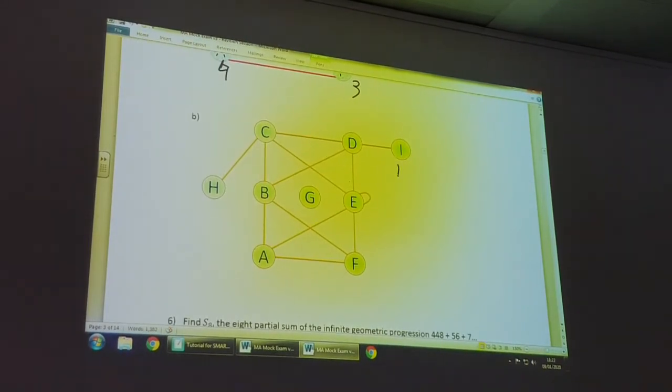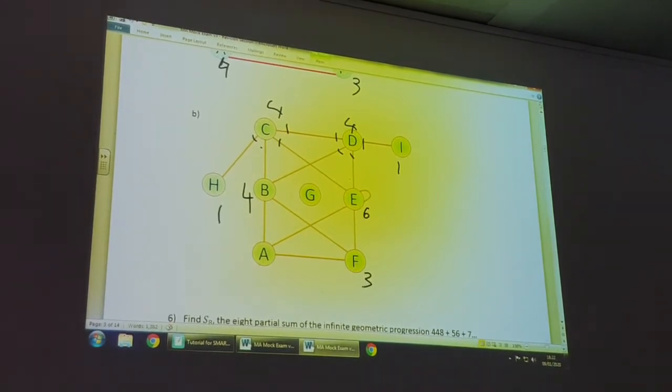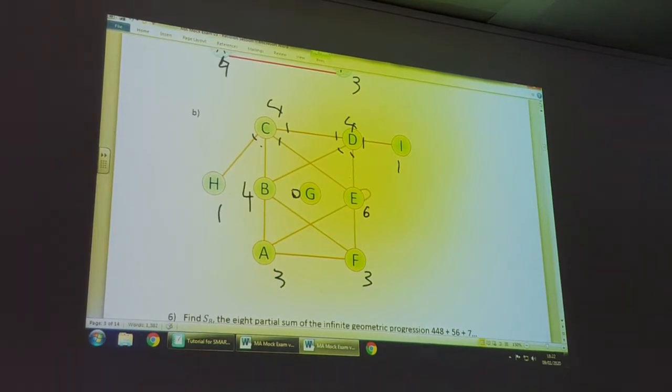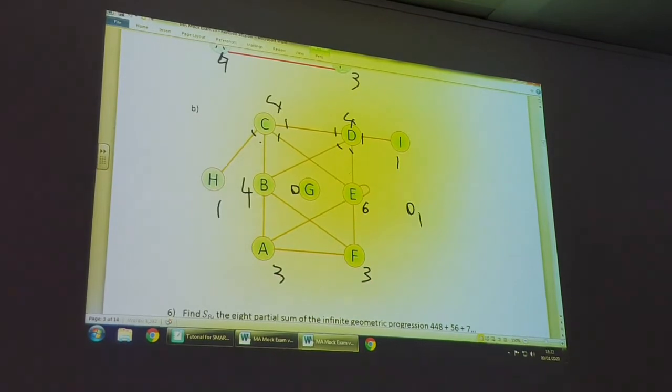Okay. 1. Four, and so on. 4, 1, 4, 6, 3, 3, 0. And that's all that's needed from us. Put in order, if you're lucky enough to get this question.